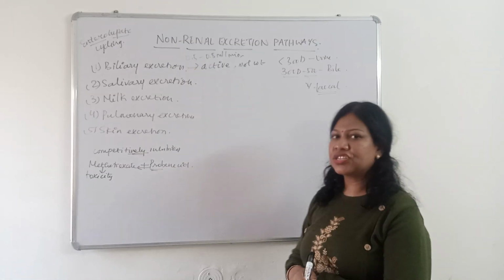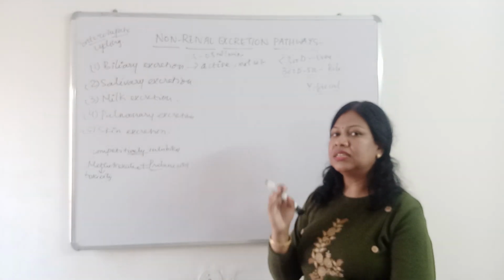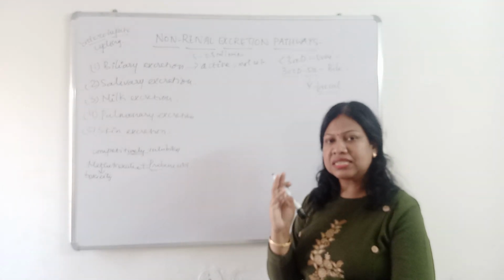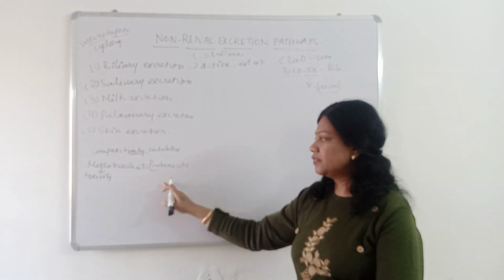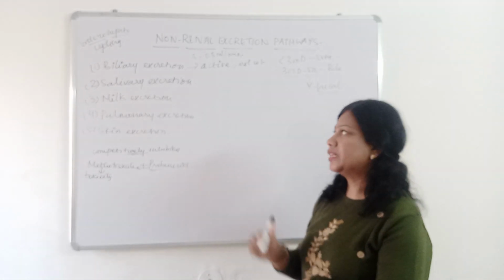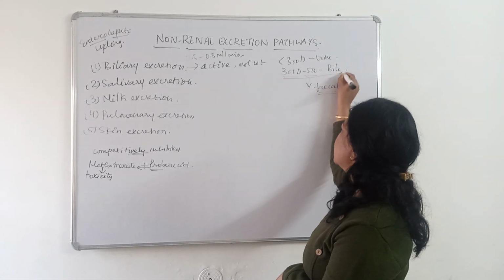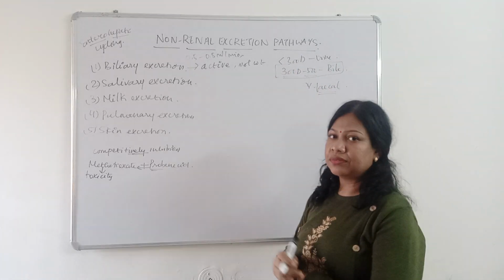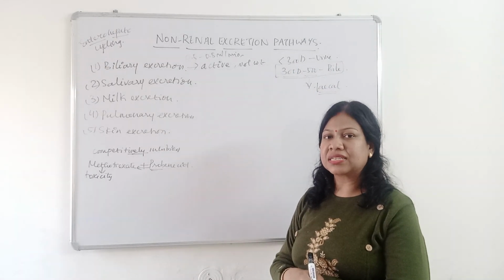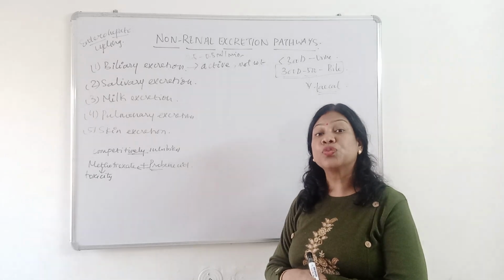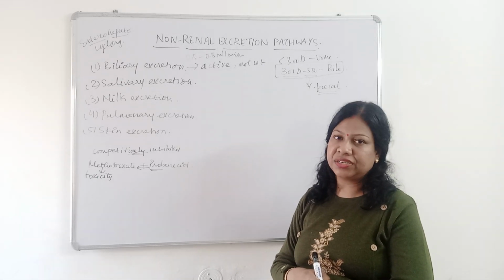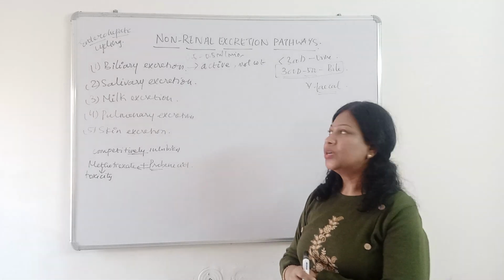So, the points to remember for biliary excretion are that it is an active process. As it is active, it can be competitively inhibited, and the main point to be remembered is that molecular weight plays an important role in biliary excretion. So mainly the drugs whose molecular weight is 300 to 500 Dalton will get excreted through bile.